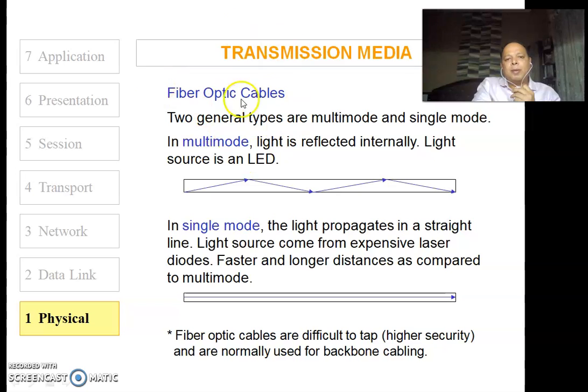Now, in the fiber optic cable, we have also seen the details that generally they use LEDs or lasers at the transmitting end, and then at the receiving end there is a detector. And two kinds of cables are there, multi-mode cables and single mode cables. As far as security is concerned, fiber optic cables offer certain advantages because it's very difficult to tap the information from a fiber optic cable, and therefore they are normally used for backbone cabling. The backbone of the network is generally fiber optics because it offers very good bandwidth. Apart from that, it also offers higher security.